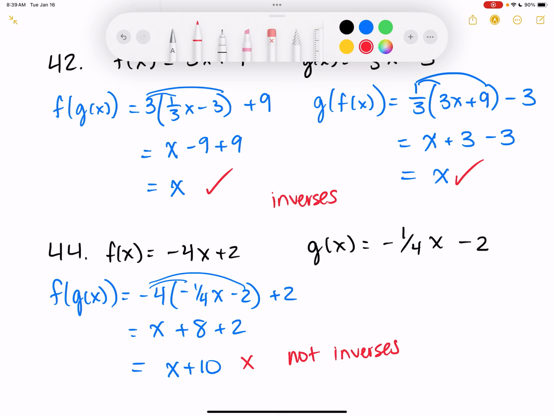So if you had done g of f of x first and it didn't work, you can immediately say it didn't work. So they're not inverses. Now, if you're not 100% sure you did the math right and you want to do the other one just to verify, that's not a bad idea. But as soon as you see that one didn't work, you can stop.